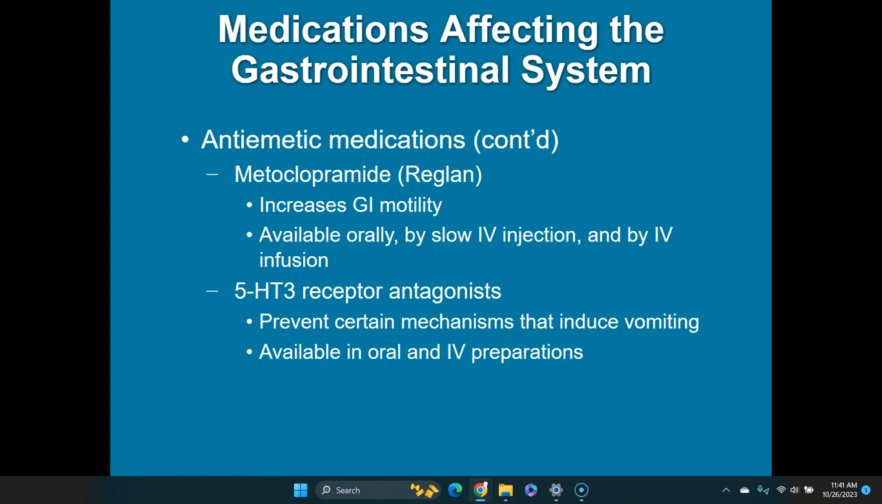5-HT3 receptor antagonist, that's going to be the Zofran, prevents certain mechanisms that induce vomiting. The one thing that Zofran doesn't do is prevent motion sickness. It doesn't really help with that. If someone tells me they're getting sick, I'm going to go ahead and give it because it's relatively safe, but know that there's a good chance it's not going to work for motion sickness. If I remember correctly, I believe it was actually developed for cancer-related nausea and vomiting, if my memory serves me correct. Sometimes it does.